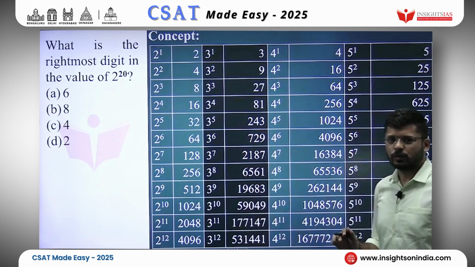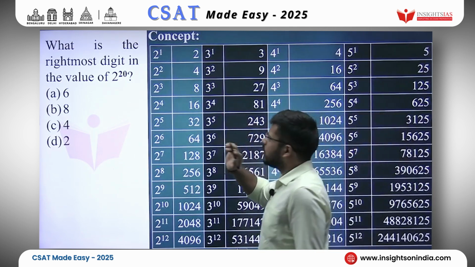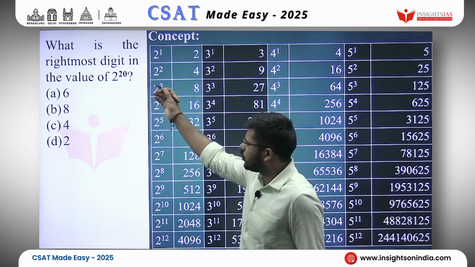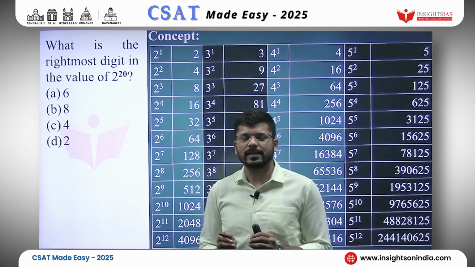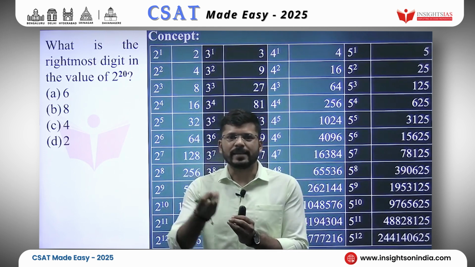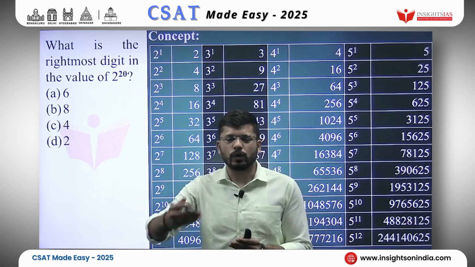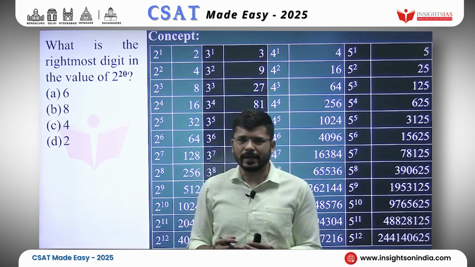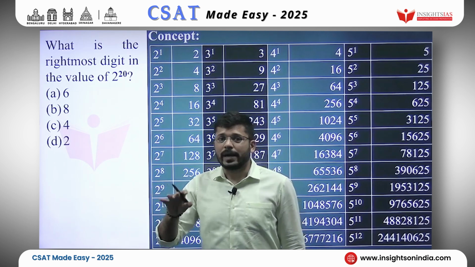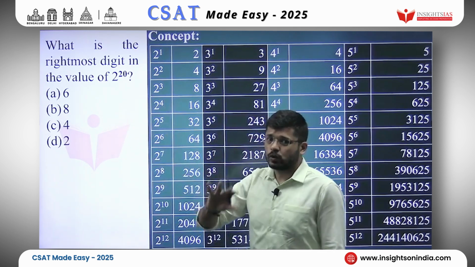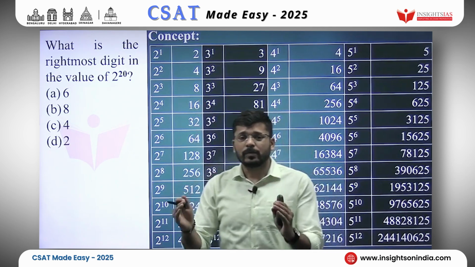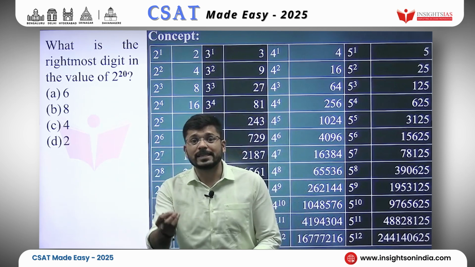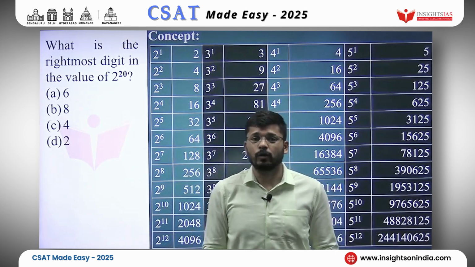This is the first question. Let's read the question first. What is the rightmost digit in the value of 2 to the power of 20? Okay, what are they asking us? They are asking us, let's raise 2 to the power of 20. 2 into 2 into 2 into 2, like we shall multiply 2 with itself 20 times. That would be 19 times. So there will be 20 2's in total, and the final product that we get, what will be the rightmost digit of that number? Okay, how do we solve this?